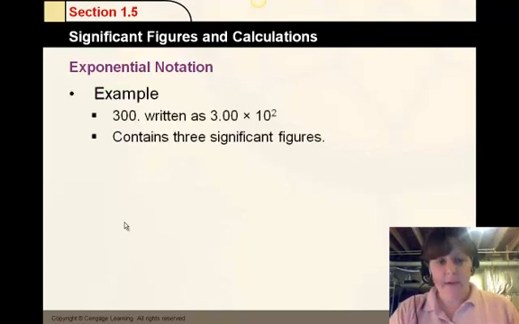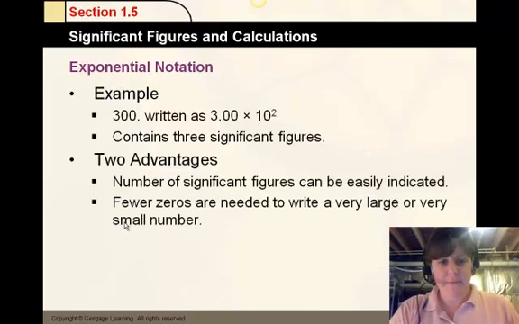Here's another example of significant figures. 300 point is written as 3.00 times 10 to the 2. It has 3 sig figs because we're looking at the fact that in the scientific notation method the decimal point is present. We only look at the numbers before the times 10 to the second sign. That leaves 3 because you would be coming from the Pacific side or the left. What are the advantages of this? The number of significant figures can be indicated, and fewer zeros are needed to write a very large or very small number.